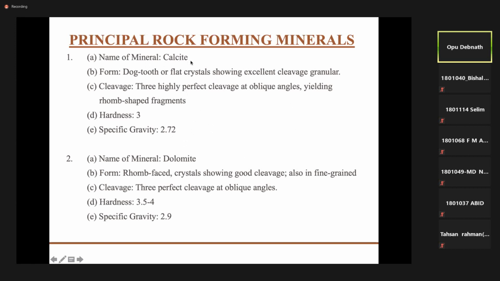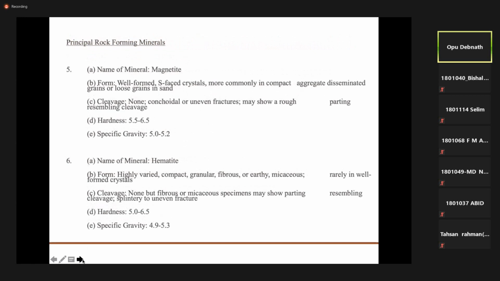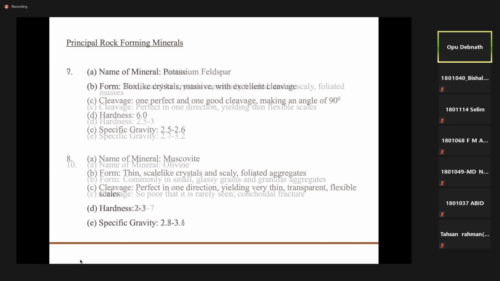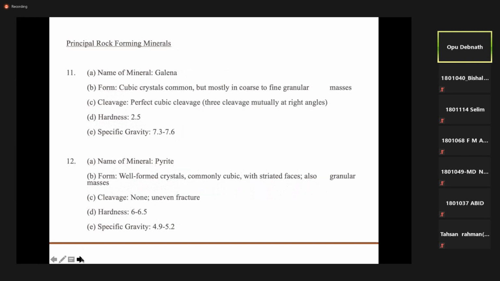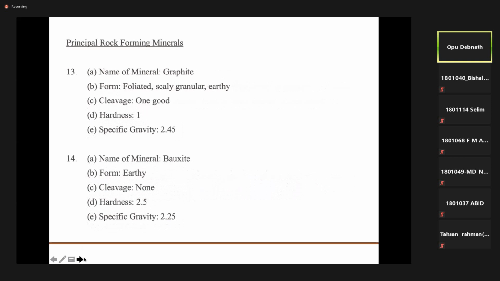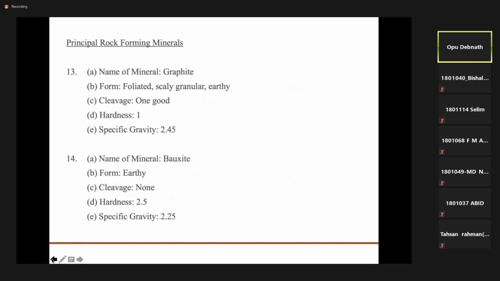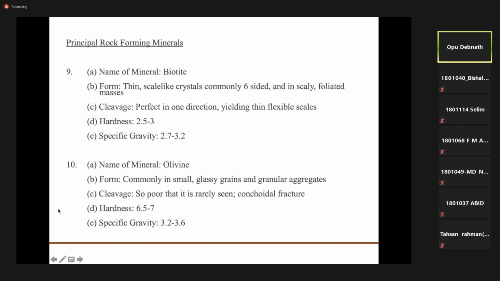Suppose the calcite, dolomite, gypsum, quartz, magnetite, hematite, muscovite, limonite, potassium feldspar, biotite, olivine, galena, pyrite, graphite, bauxite, okay, and there may be some others. Here are only 14.